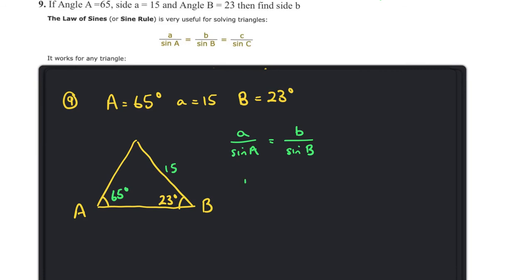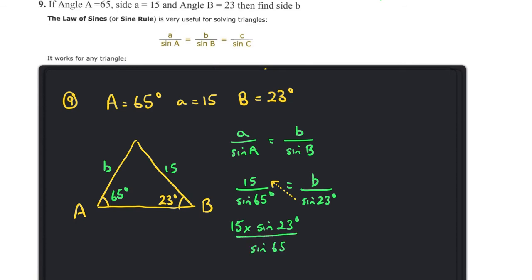So a is 15 over sine 65 equals b, which is what we're trying to find, over sine 23. So we bring the sine 23 up here and multiply. That will give me 15 times sine 23 divided by sine 65. And that equals, and we get 6.4668, so 6.47 is the answer.